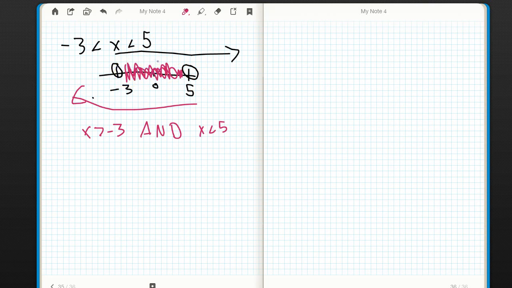But once again, we need to check. So again, we pick 0. Is 0 greater than -3? Yes. Is 0 less than 5? Yes. So that works out.